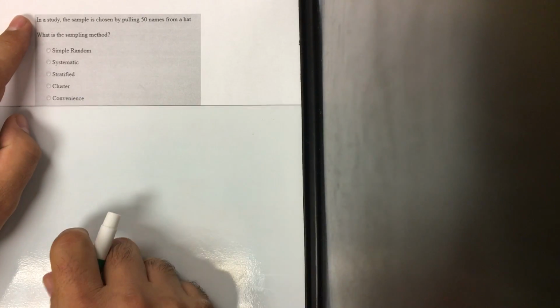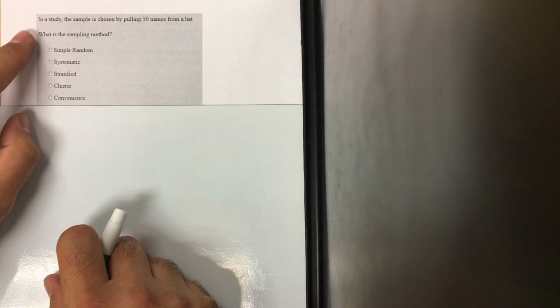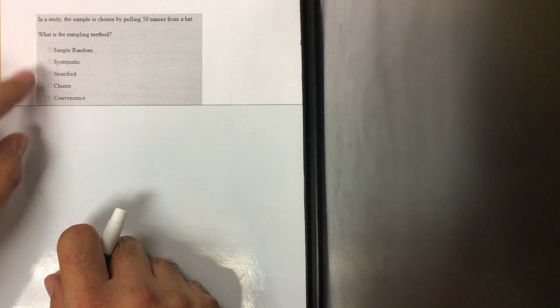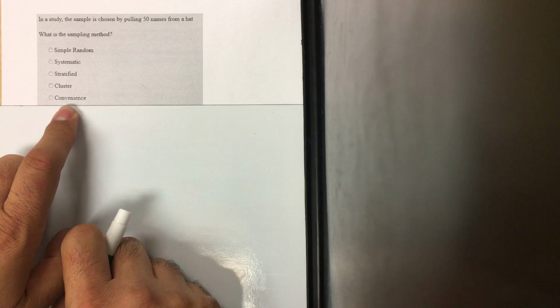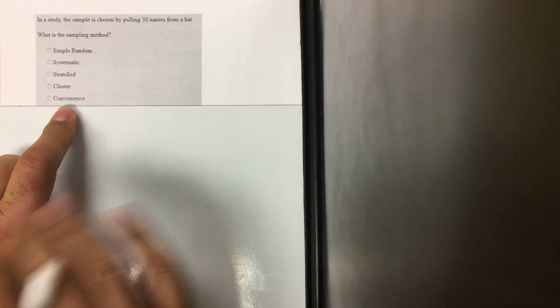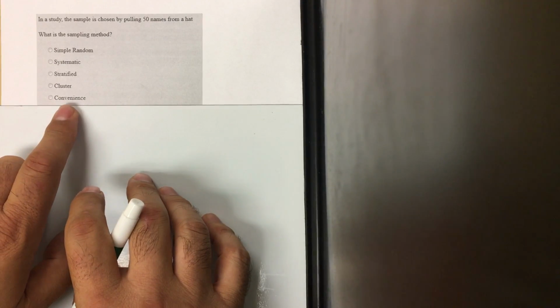So in a study, the sample is chosen by pulling 50 names from a hat. What is the sampling method? So let's run through all of these just so that we give you a little background for all of them. Convenience sample. Convenience sample is not a good sampling method in any way, shape, or form.